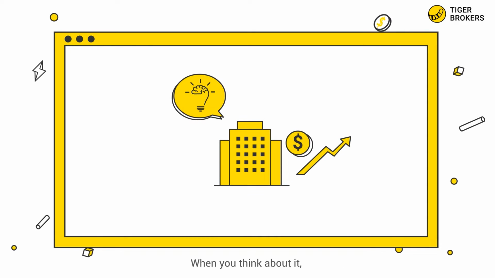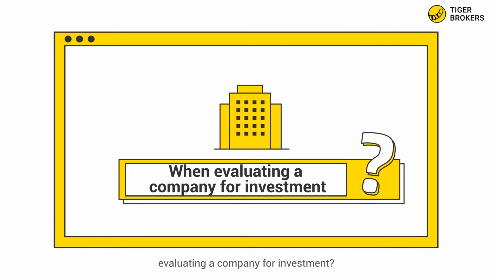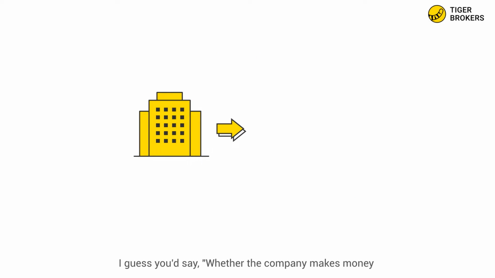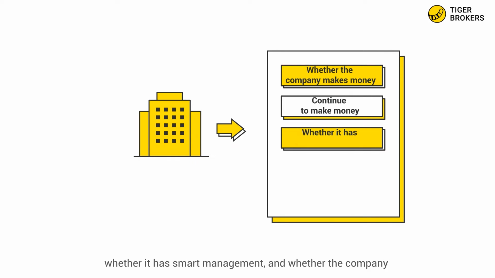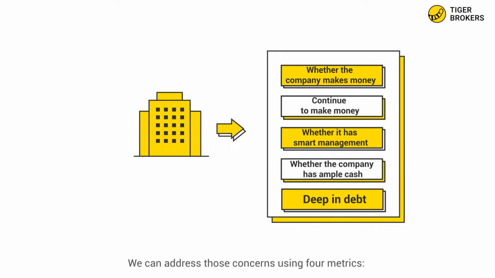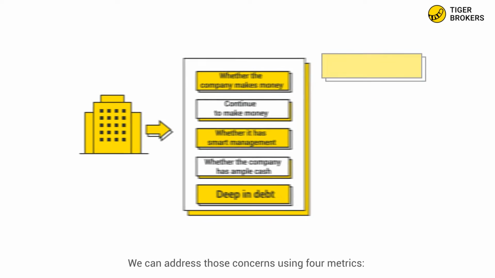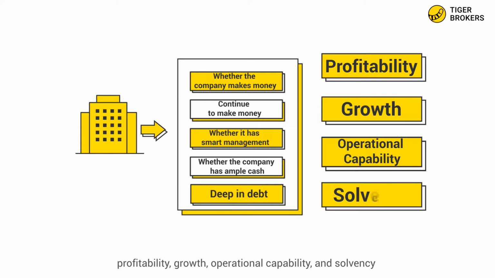When you think about it, just what is it that concerns us most when evaluating a company for investment? I guess you'd say whether the company makes money and will continue to make money, whether it has smart management, and whether the company has ample cash or is deep in debt, right? We can address those concerns using 4 metrics: profitability, growth, operational capability, and solvency.